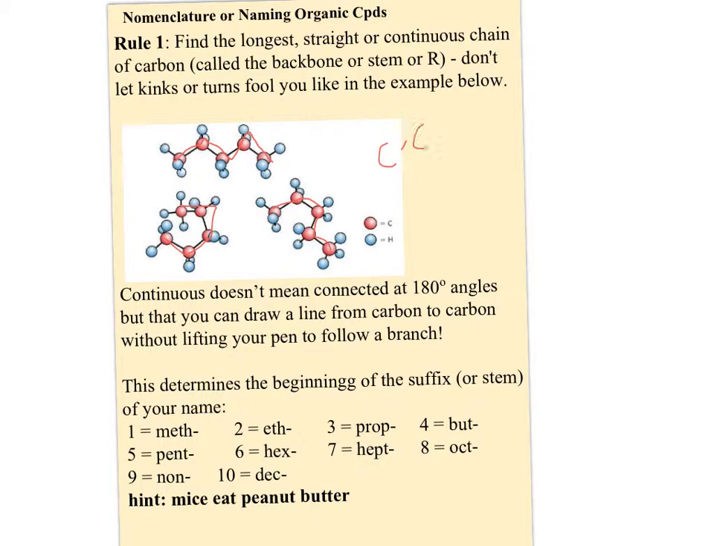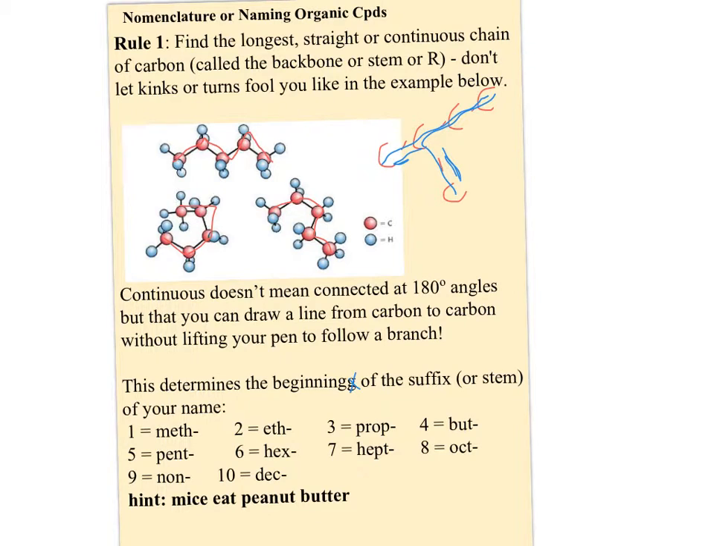Whereas if I had it written like so, now when I try to follow all the carbons, I can get 4, or I can get 4, but I can't get all 5 without lifting my pen up to make that last branch. So that's the difference between a straight chain and a branch. Continuous doesn't mean they're connected at 180-degree angles, but that they're bonded to each other, one alongside the other. So this determines the beginning of the suffix.